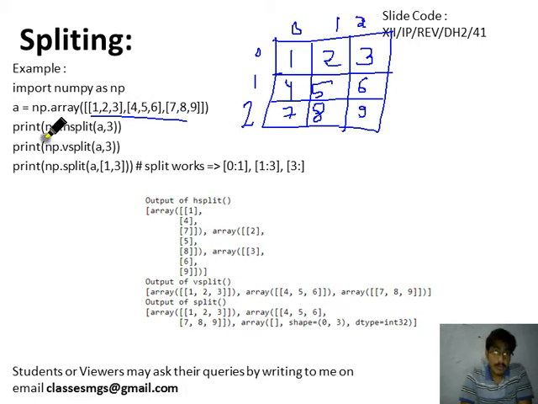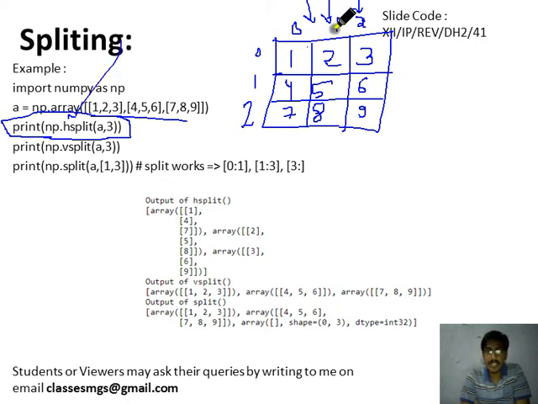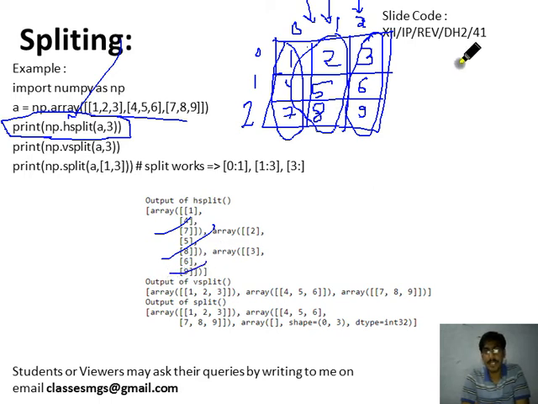Okay, now we want to horizontally split this numpy array into 3 parts. Horizontally means this way: 1 part, 2 part, and 3 parts. So if we want to split it horizontally, we will use the hsplit method. Into 3 parts, we can easily split because it has 3 columns. So the output will be 147, 258, and 369, because we are able to split it horizontally.